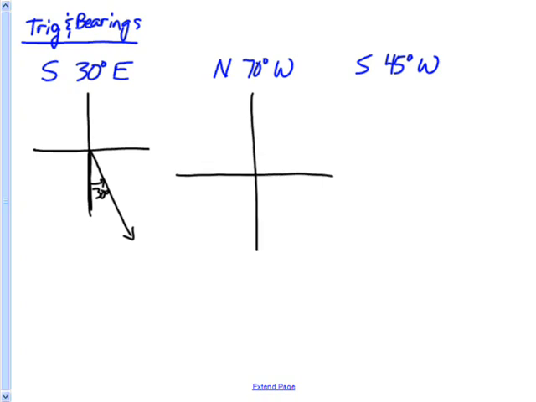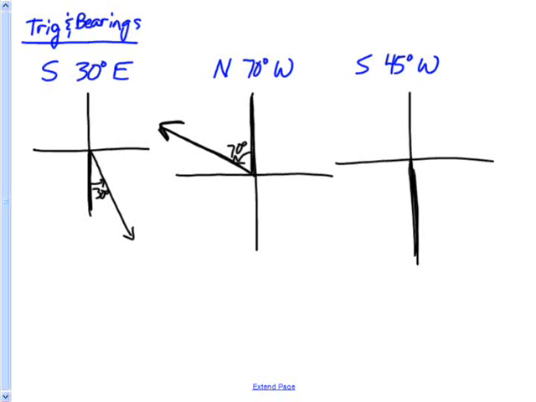Let's do it for north. Now you're going north, but which way are you going off of that north? You're going 70 degrees west. So you're off 70 degrees this time, 70 degrees off the north. That's your direction: north 70 degrees west. Now, south 45 degrees west: I'm going south, but I'm 45 degrees west off of that south. That's the direction we're taking for south 45 degrees west. So that's a little bit of trig and bearings.